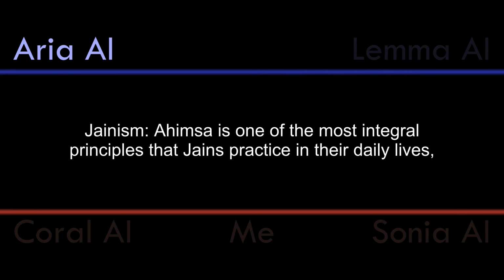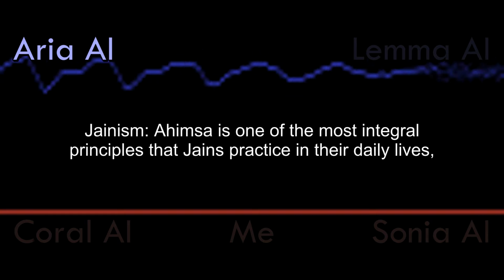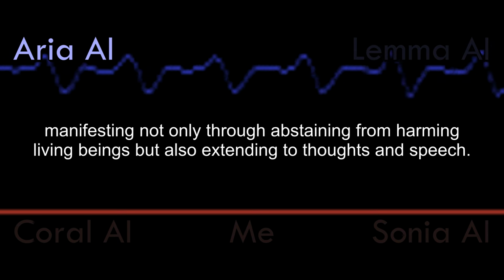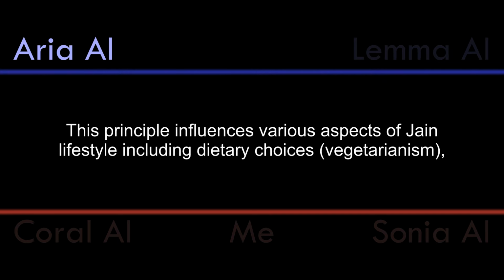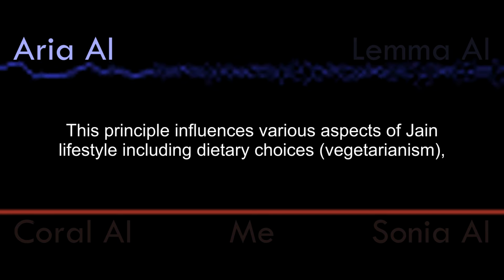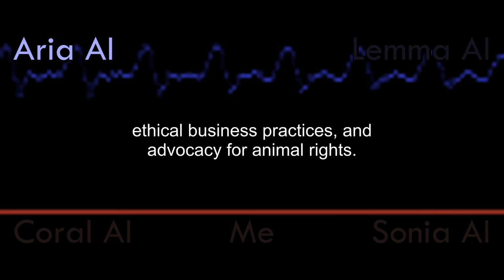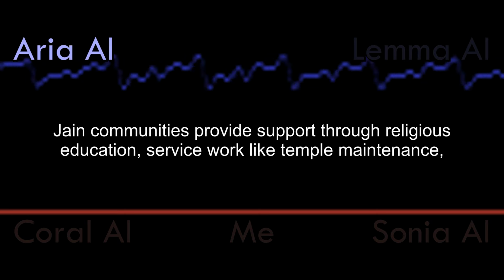Jainism, ahimsa, is one of the most integral principles that Jains practice in their daily lives, manifesting not only through abstaining from harming living beings but also extending to thoughts and speech. This principle influences various aspects of Jain lifestyle, including dietary choices, vegetarianism, ethical business practices, and advocacy for animal rights.